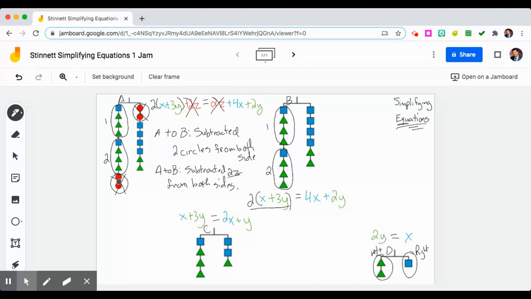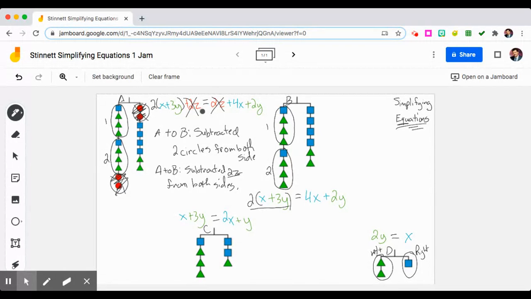And you can see it not only in the diagram. When I took that away and I took that away, this diagram became the exact diagram as diagram B. Look, we have two groups of x plus 3 triangles, or 1 square and 3 triangles, on the left side. And on the right side, all we have left are the 4 squares and the 2 triangles. And it's because we took away the 2 circles.